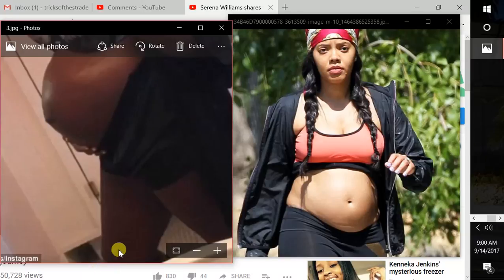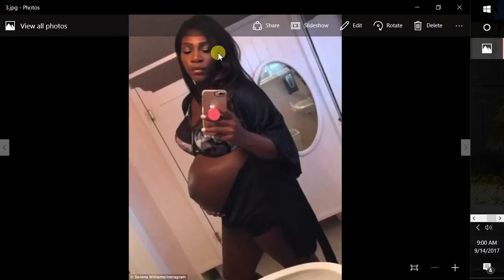It seems like Serena Williams' propped up leg over here is longer than the standing leg. Let me see if I can blow this up. All right, so you guys can see what I'm saying. The propped up leg here, and you can see the lines are way too straight.